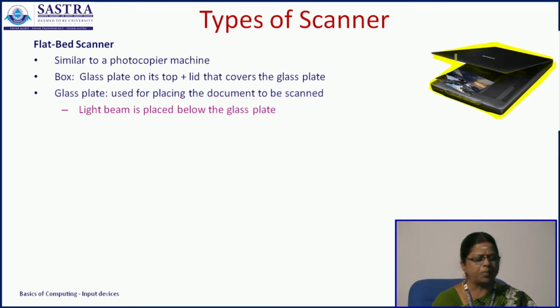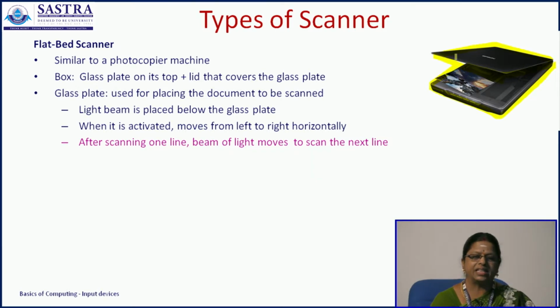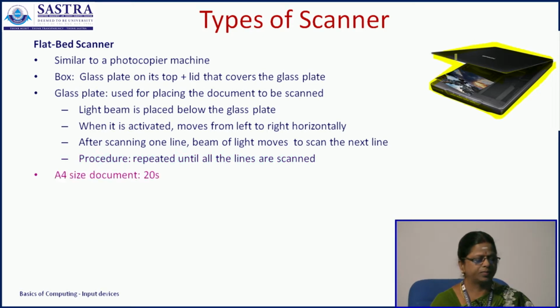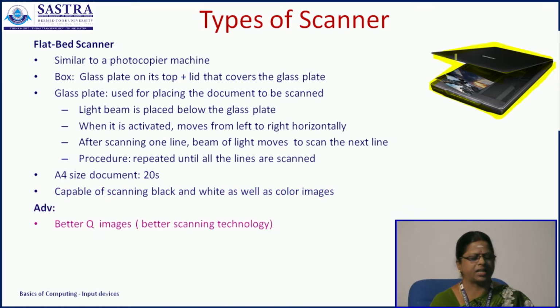The light beam is passed below the glass plate, and when it is activated, it moves from left to right horizontally. After scanning one line, the beam of light moves to scan the next line. So the procedure is repeated until all the lines are scanned. Typically, this sort of scanner can scan an A4 size document within 20 seconds. It is capable of scanning both black and white as well as color images. What are going to be the advantages of this kind of flatbed scanner? It produces better quality images because of the better scanning technology.